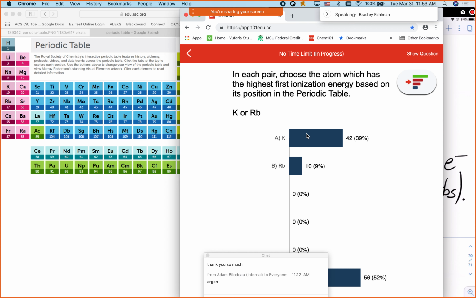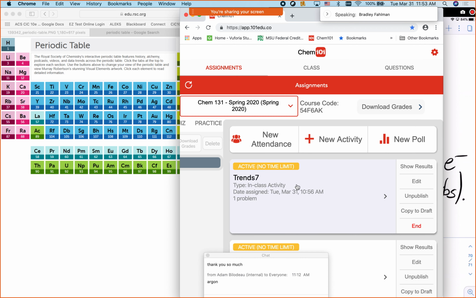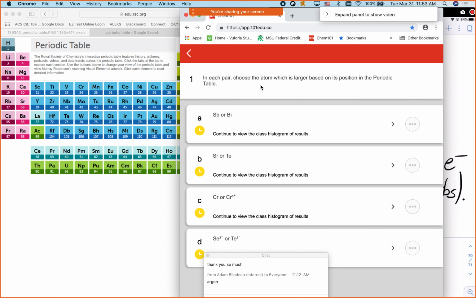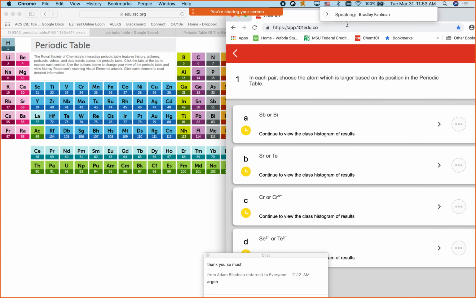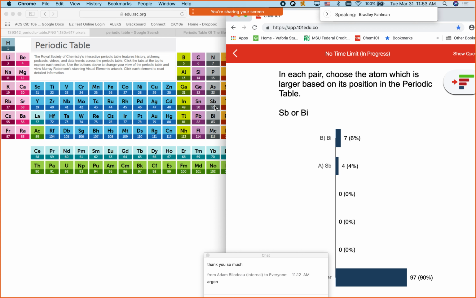All right, so I think we have, actually, you don't have to run to another class right now, so let's do this last question on here. Trend 7. In each pair, choose the atom which is larger. Antimony versus bismuth. As you go down a group, it's getting bigger, so bismuth is bigger.